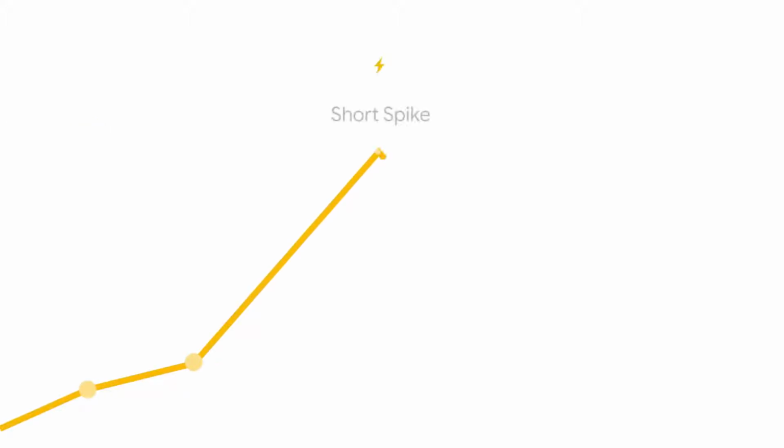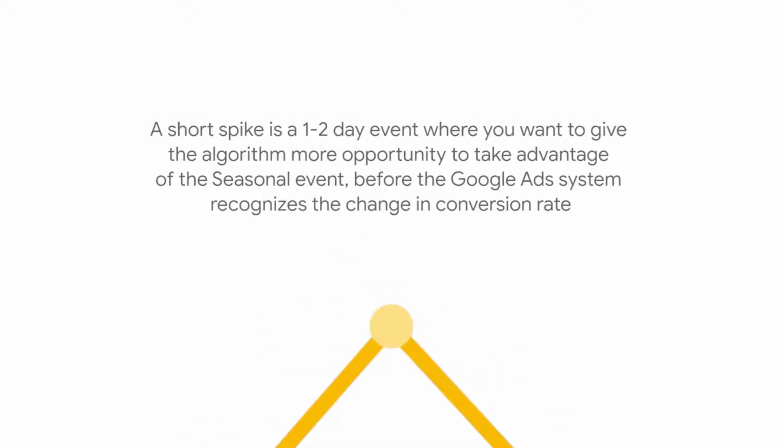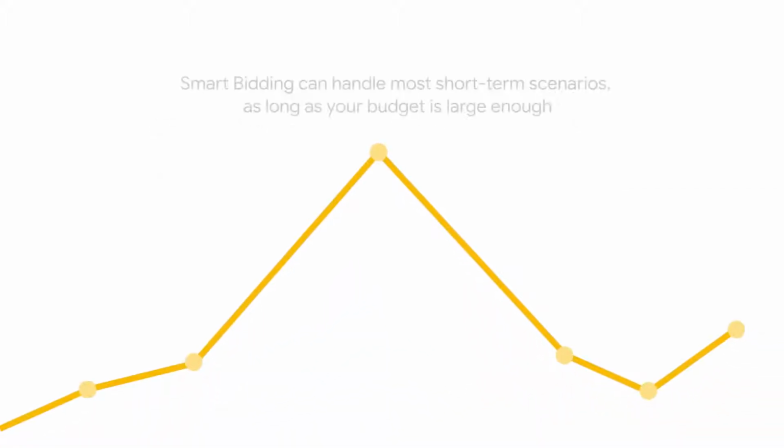You may experience a short spike in conversion rates due to a seasonal event like a Black Friday sale. A short spike is a 1 to 2 day event where you want to give the algorithm more opportunity to take advantage of the seasonal event before the Google Ads system recognizes the change in conversion rate. In most cases, no action is required, since smart bidding can handle even these short-term scenarios, as long as your budget is large enough to account for the spike.